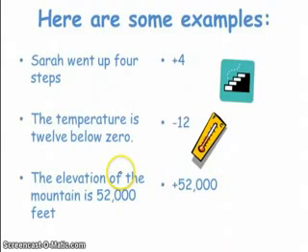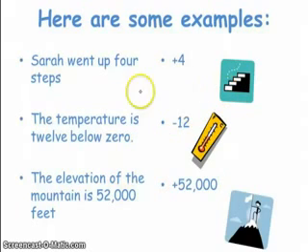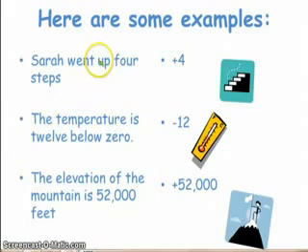So Sarah went up 4 steps. To represent this situation mathematically, we will put plus 4. Why are we using plus 4? Because she went up the steps. So she's going in a positive direction, so we will use plus 4. Once again, the keyword here is she's going up 4 units. Since going up is positive, that will be represented by +4.